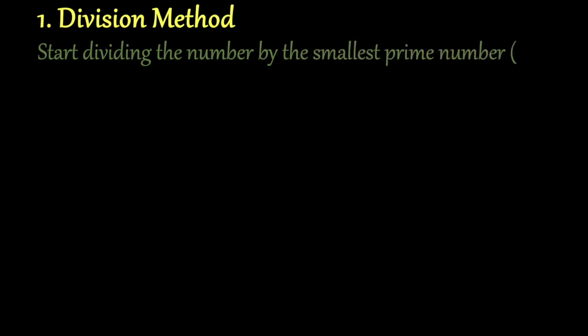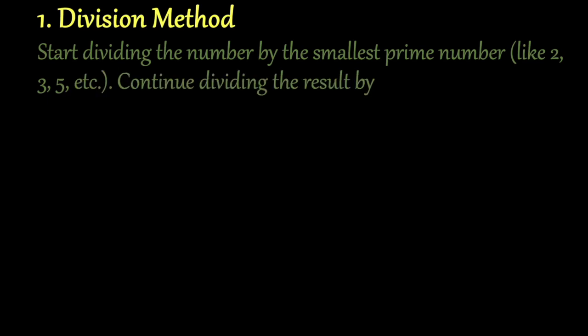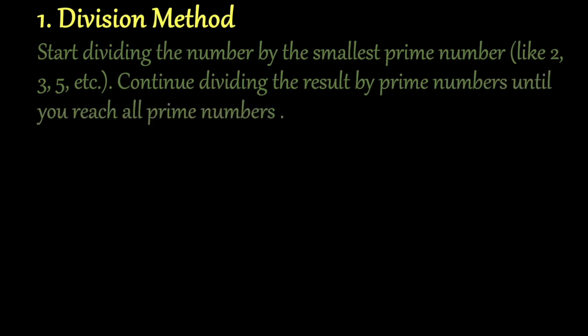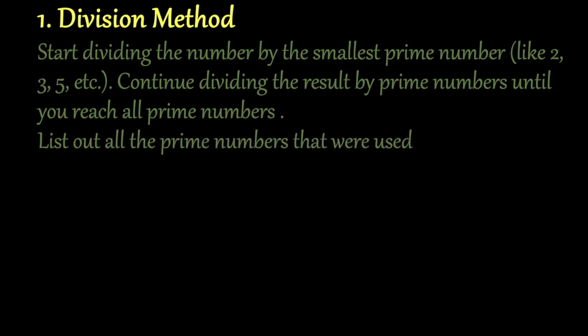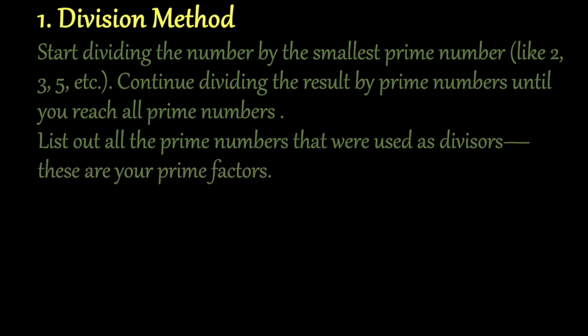Here we will learn the methods to find the prime factorization. First, we learn the division method. In the division method, start dividing the number by the smallest prime number. Always start from 2, then 3, 5, etc. Continue dividing the result by prime numbers until you reach all prime numbers. List out all prime numbers that were used as a divisor. These are your prime factors.